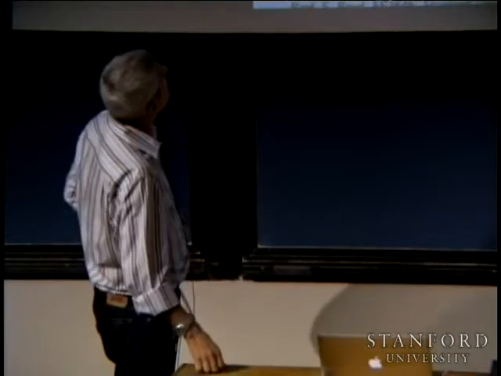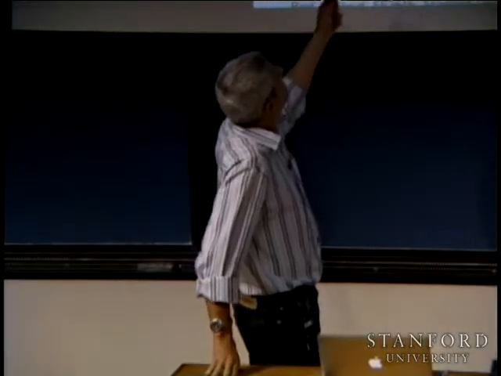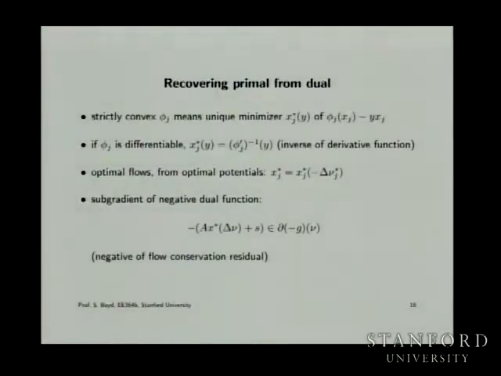That's easy, but only if these are strictly convex. Then you get a unique minimizer, xj star. And if these are differentiable, you just have a formula for it. It's very easy, and you get the optimal flows from the optimal potentials. It looks like this. It just says that xj star is equal to the conjugate one, evaluated at the optimal potentials.